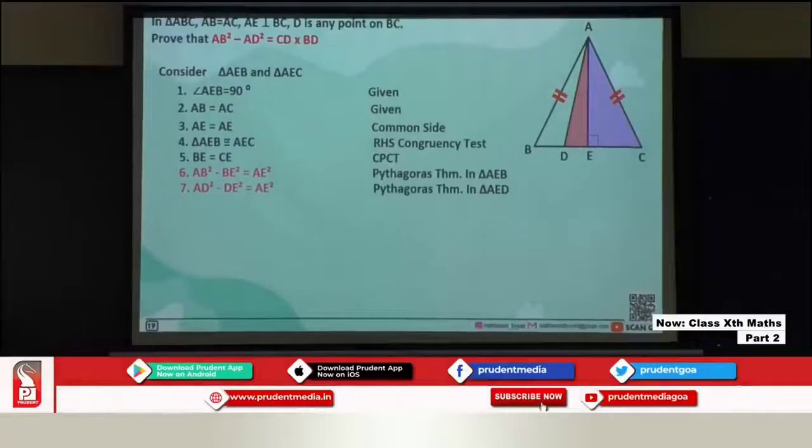Now looking at step number 6 and step number 7, we can understand that the right hand sides are equal and therefore my left hand sides will also be equal. So in the 8th step, let us equate these. I have written AB square minus BE square is equal to AD square minus DE square of the 7th step. So which two steps have I used to prove this? I have used step number 6 and step number 7.